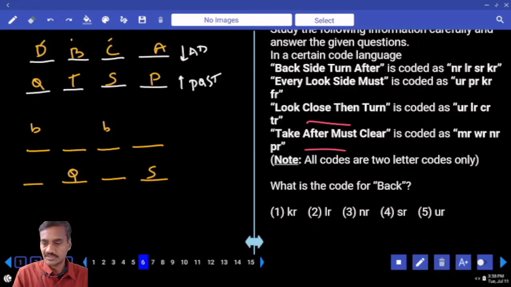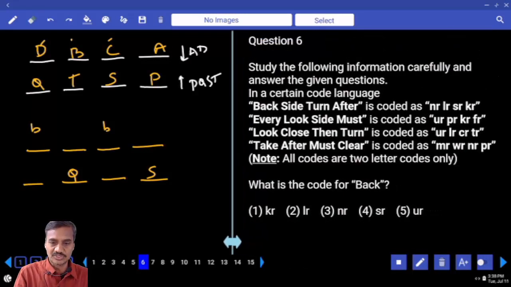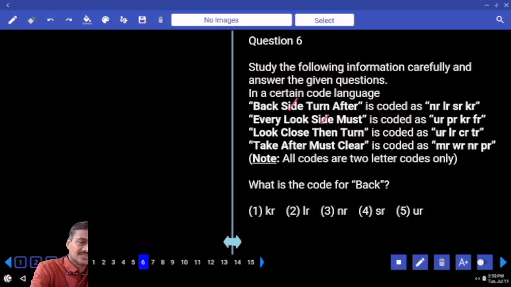The next one, now 6 onwards, is based on coding and decoding. Some 5 questions are given under this coding and decoding. Now in this, back side turn after, if you compare the first and the second statement, what is the word that is common between these two? Side is the word that is common between these two, and the code that is common between these two is KR. So the code for side is KR.